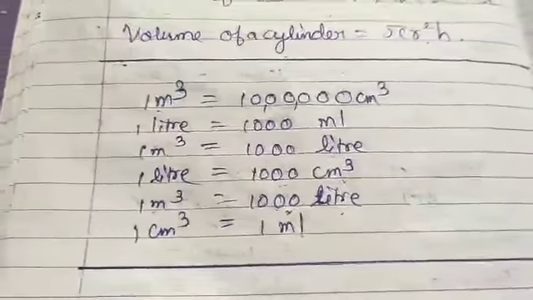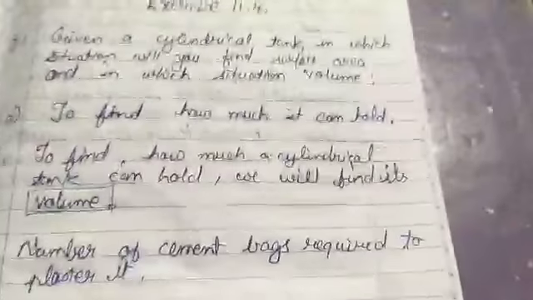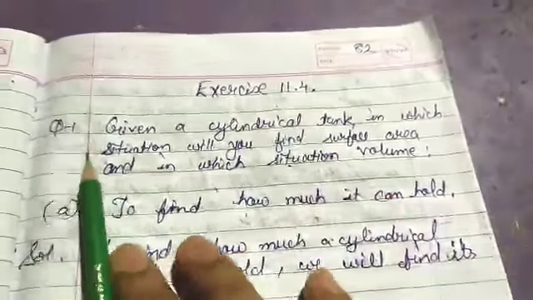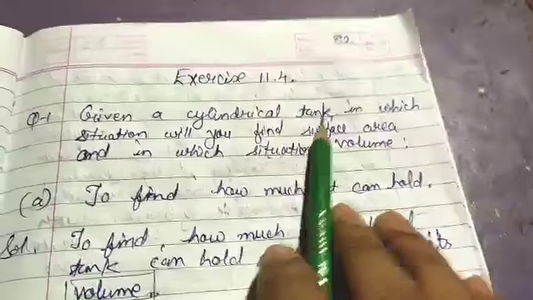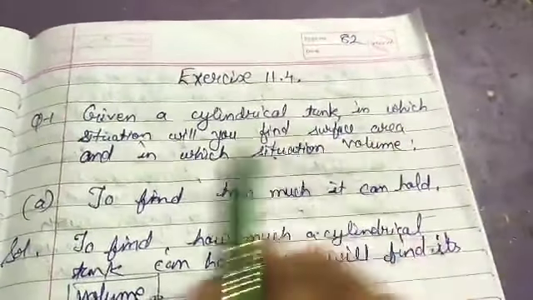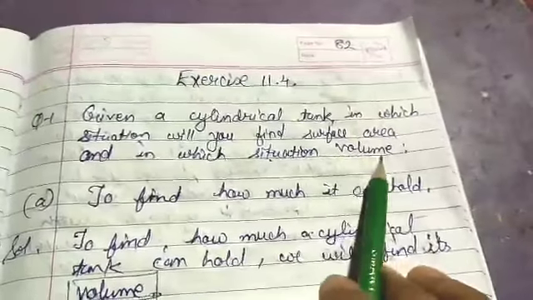Now let us start the exercise. Now let us see the exercise 11.4. The first question: given a cylindrical tank, in which situation will you find surface area and in which situation will you find volume? Now let us understand the question.